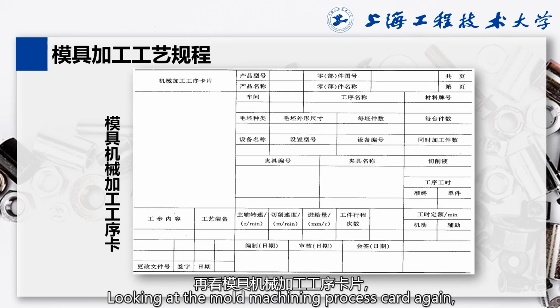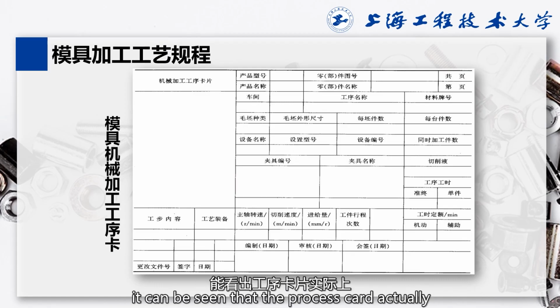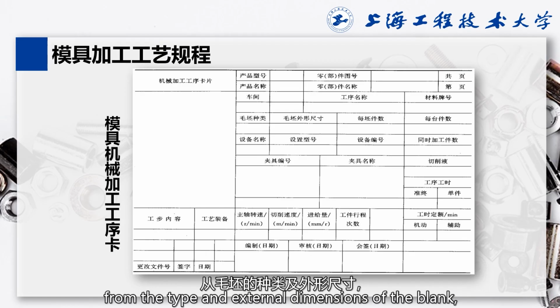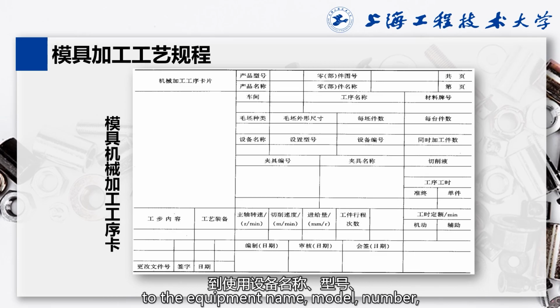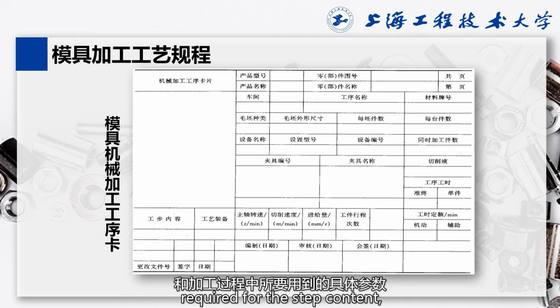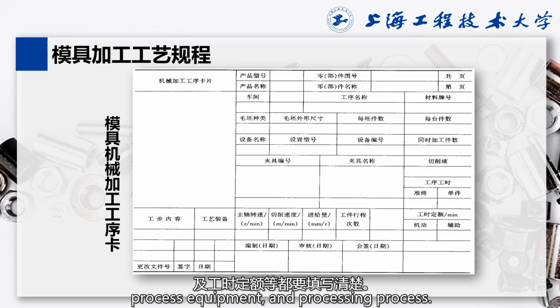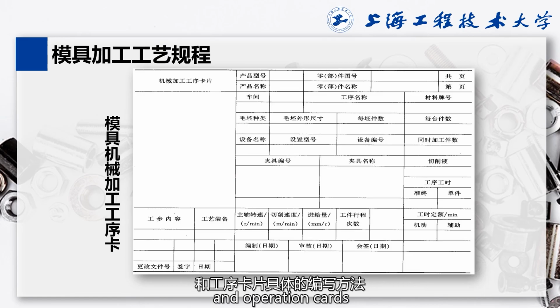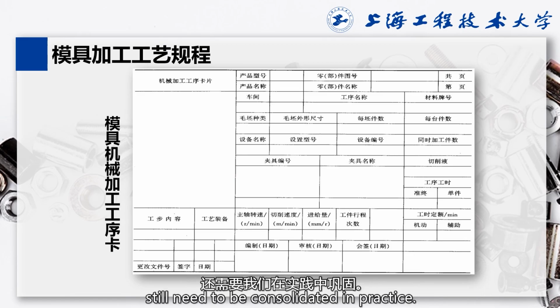Look at the mold process card again. It can be seen that this process card actually refines the process content in the previous process card, from the type and external dimensions of the blank to the equipment name, model number, and fixture number and name used, as well as the specific parameters and working hours quota required for the step content, process equipment, and processing process. The specific writing methods of process cards and operation cards still need to be consolidated in practice.